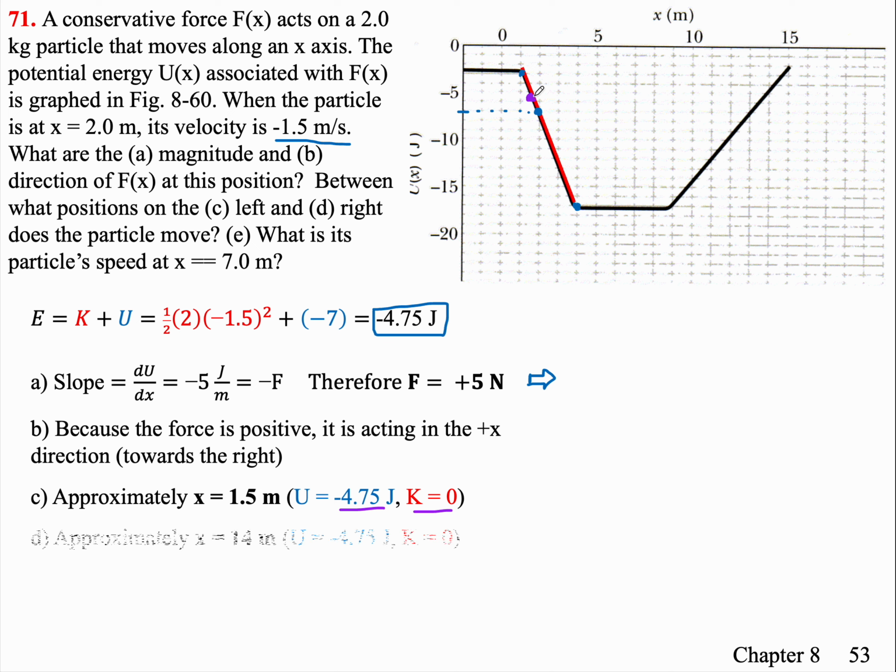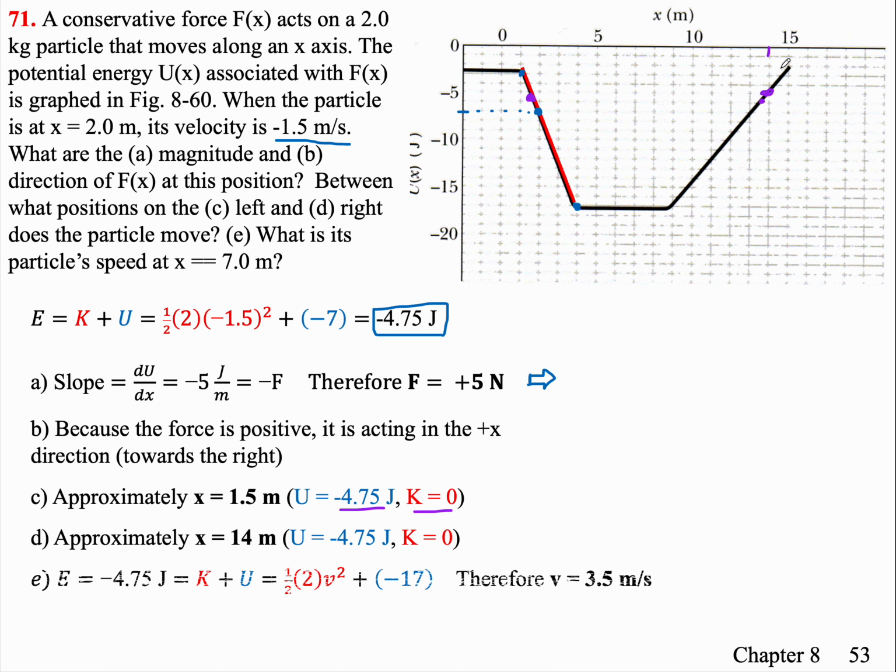What about the other side? Well, if we look at it somewhere right around here-ish, the potential energy is again going to be negative 4.75. So right around here, around 14 meters, is the limit where its kinetic energy goes back to 0. Why can we not go beyond that? Well, at this point, the kinetic energy would have to be negative, and kinetic energy can never be negative because we always square the velocities.